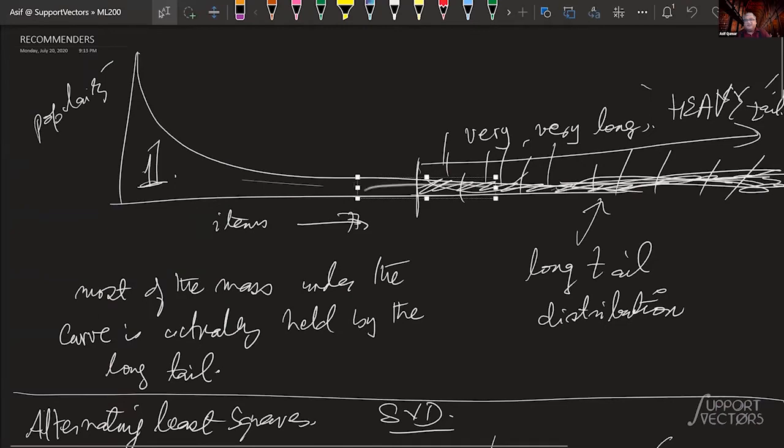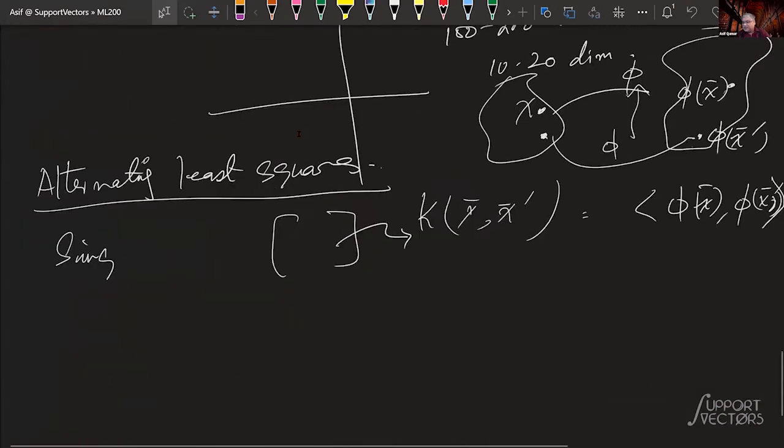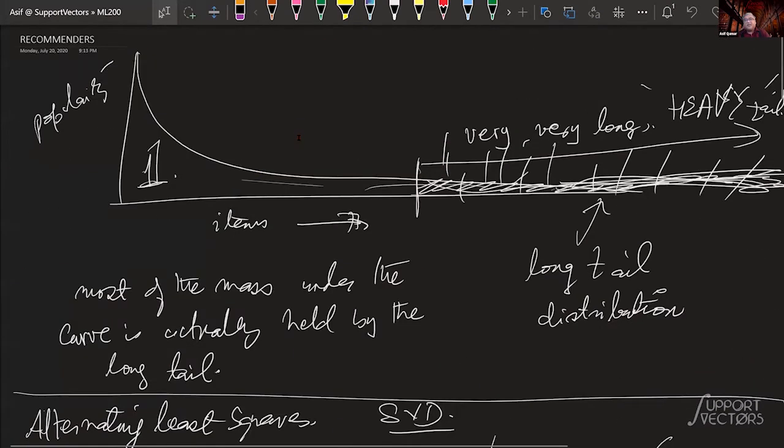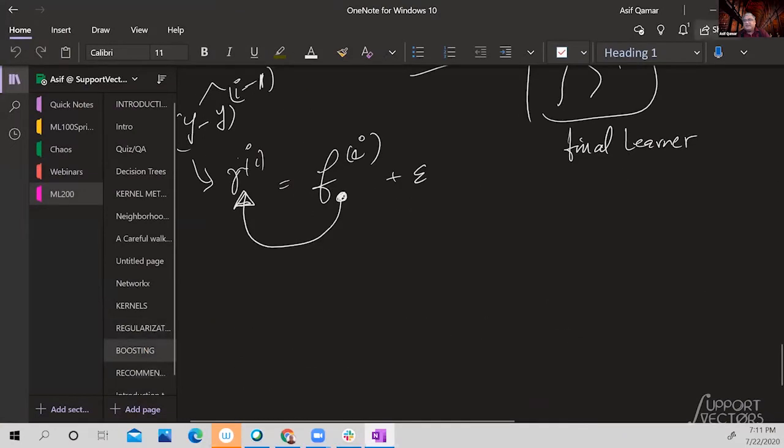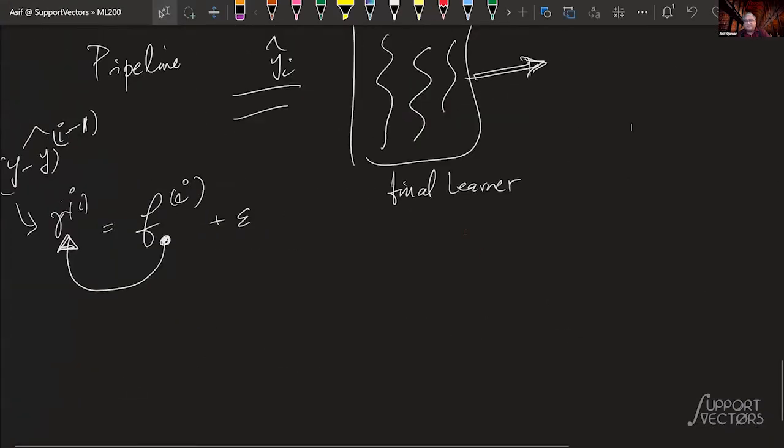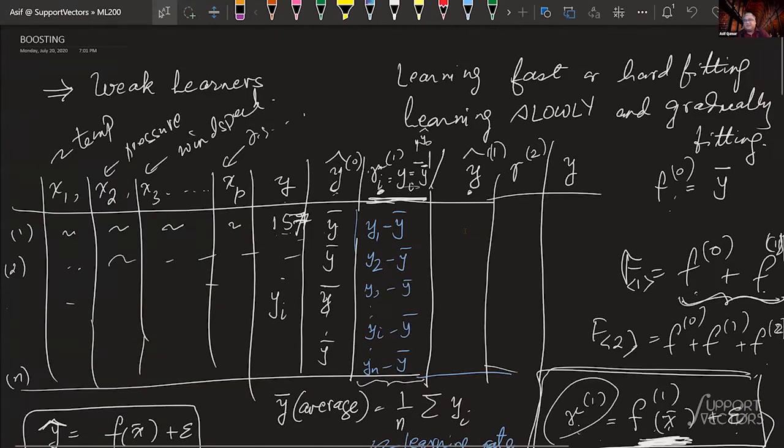Guys, let us review what we did so far. Last time we did two things. If you remember, we did boosting and we did a little bit of the recommender system, or at least we got started with the recommender system. The main point with boosting was, and we in particular took gradient boosting as an example.